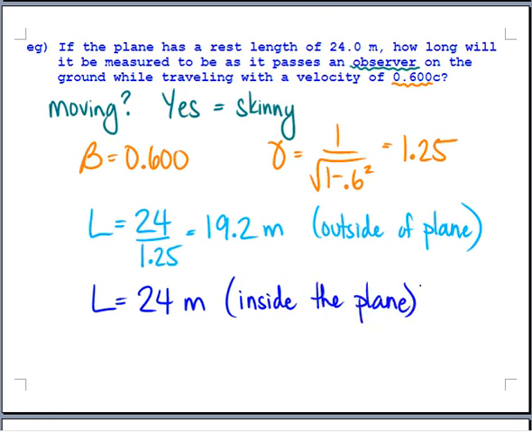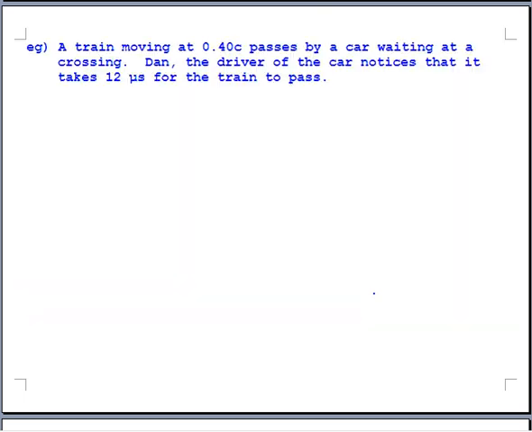One is normal or at rest. That's the dark blue. And then one would be that moving skinny length, which is for anybody outside the plane. So just like time, we can just sort of play around with multiplying or dividing by gamma. So we'll scroll through all that. Okay, let's try some other questions here.